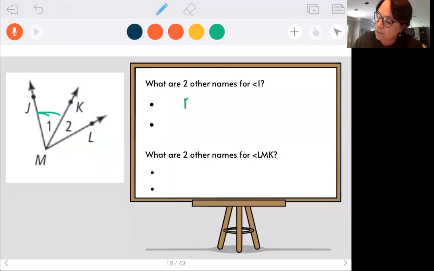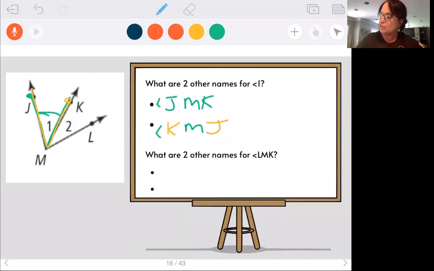Vertex in the middle, angle out front, and then hug it. So go from J to M to K, or we could go from K to M to J. And those are 2 names for angle 1. Next up, what are 2 names for angle LMK?